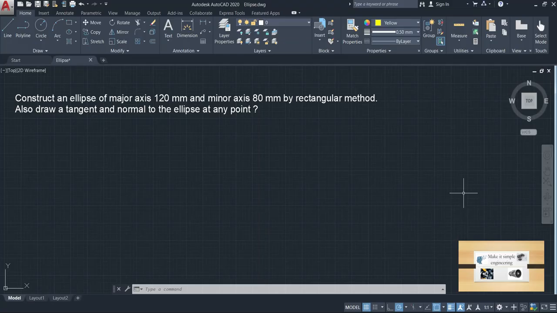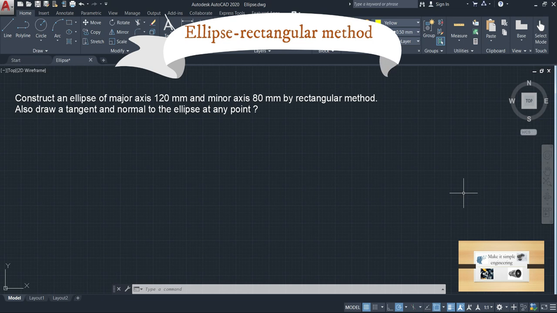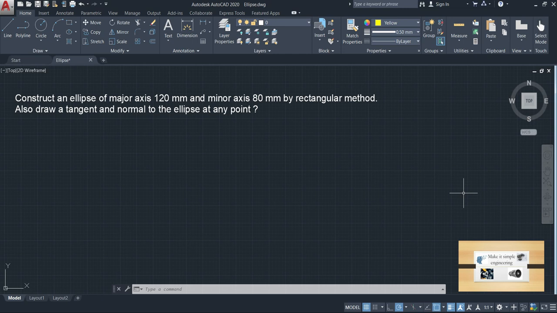There is a question: construct an ellipse of major axis 120 mm and minor axis 80 mm by rectangular method. Also draw a tangent and normal to the ellipse at any point. As the name implies, we have to draw a rectangle first, having length 120 mm and breadth 80 mm, and after that we have to bisect the length and breadth of the rectangle.